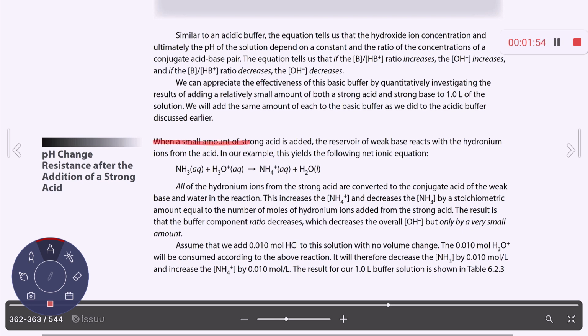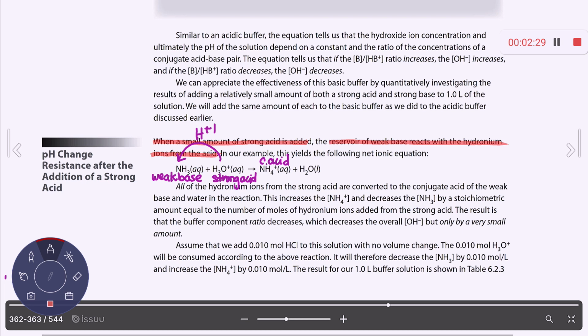If you add a small amount of a strong acid, then however much weak base you have in that solution will react with the hydronium ions from that solution. So here we have our weak base, which is NH3, and here you have the hydronium ions from the strong acid. Your hydrogen ions will move in this direction, and then you're going to form the conjugate acid of that weak base and water.